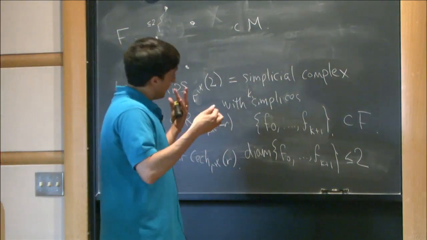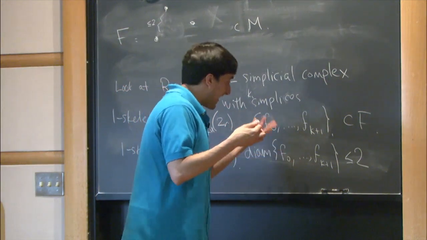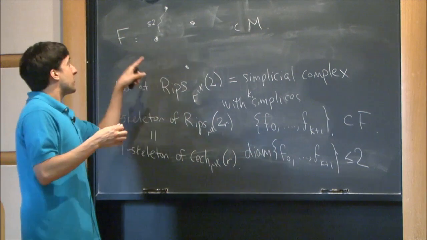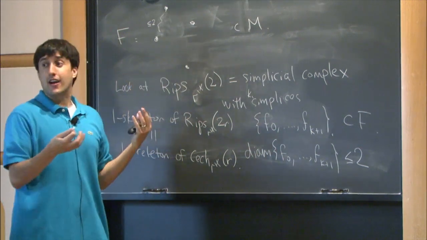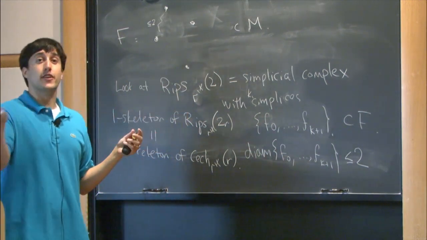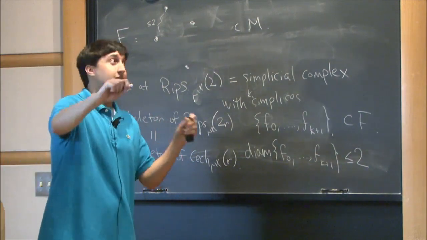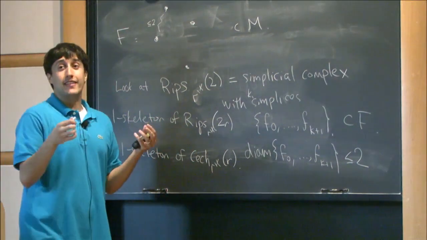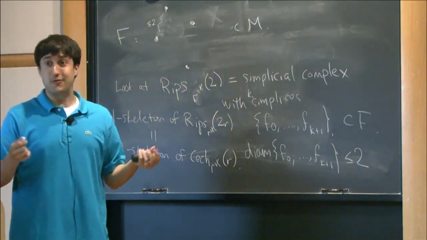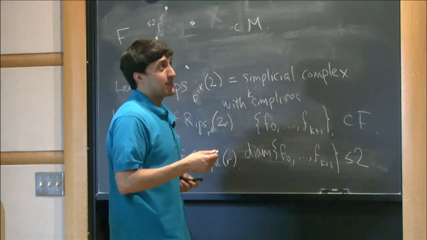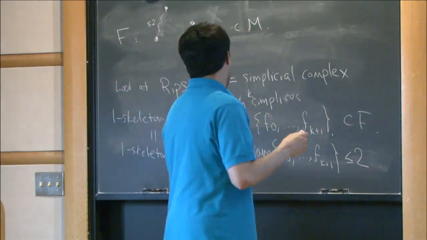So this is doing something naive. You do the hard work of computing the one skeleton of the Čech complex, and then every time you see a triangle, you fill it in. Every time you see all of the edges of a tetrahedron, you fill it in. Okay, so that's what the Rips complex is doing.